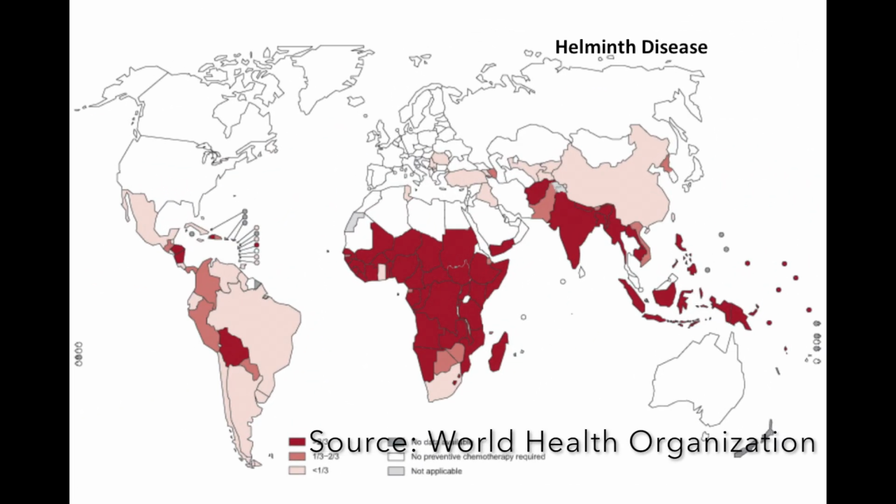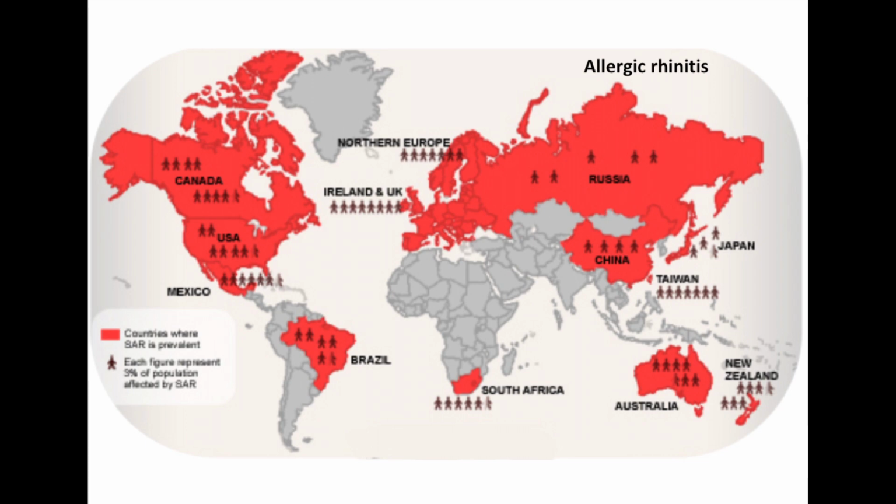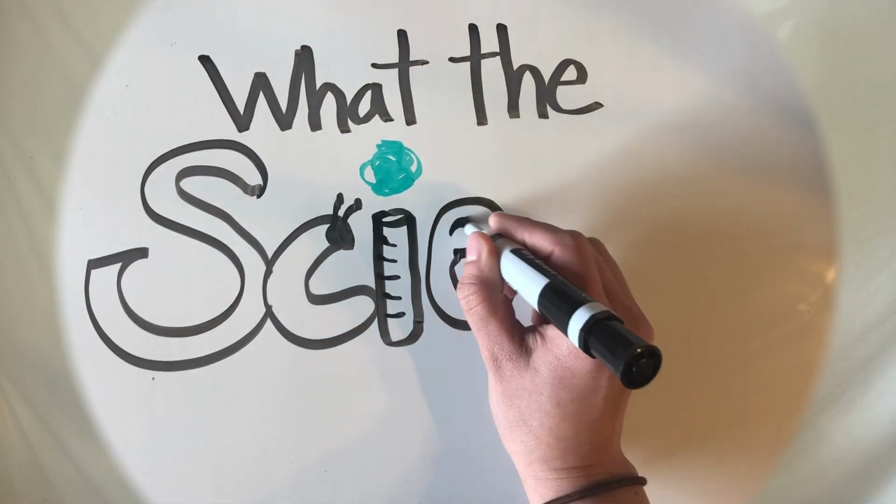Now here is a map of countries that have the highest rate of worm parasite infections. It seems to be the exact opposite of the last map. Let's look again. What could be happening here? Could worm parasites somehow be related to allergies?